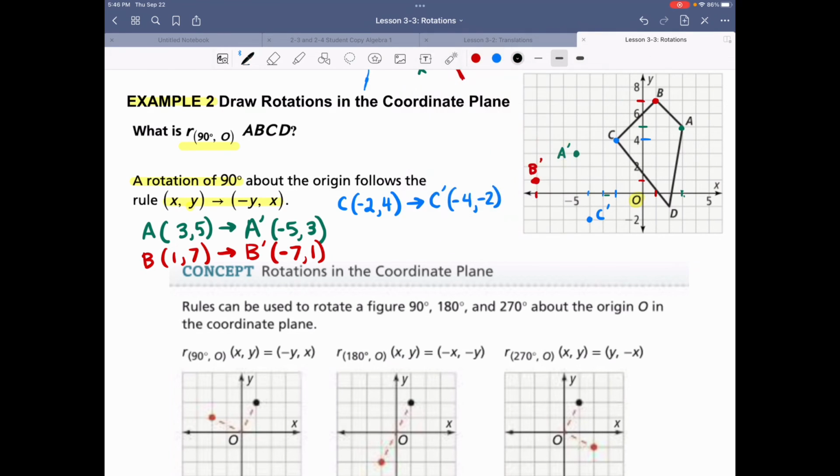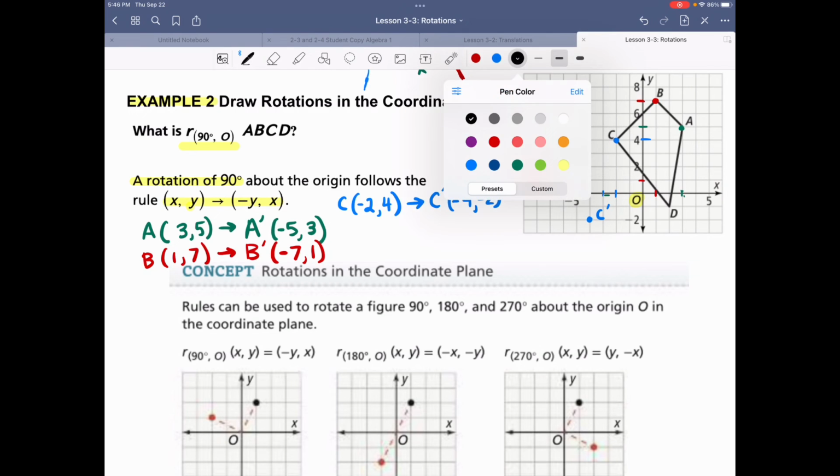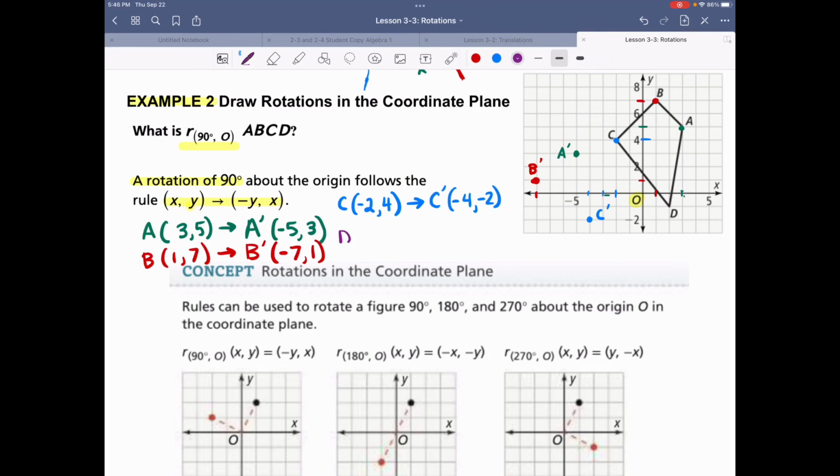Let me grab another color. Maybe I'll do purple. D is at the point 2, negative 1. And so we will switch the x and y position. So it'll be, well, it's not going to be negative 1, it's going to be positive 1 because it's opposite. And the x stays 2. That would be graphed here at right 1 up 2. So that is our D prime.